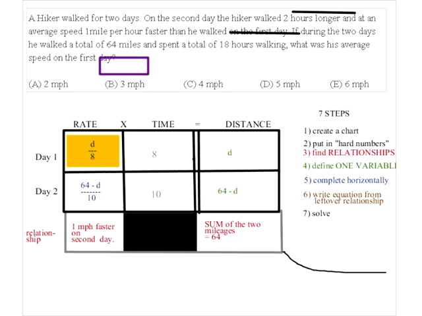So this time the leftover relationship is the other one. This time the leftover relationship is 1 mile per hour faster on the second day. So second day is first day plus 1. This is second day rate equals the rate for the first day plus 1. So this would be 64 minus d over 10 equals d over 8 plus 1.